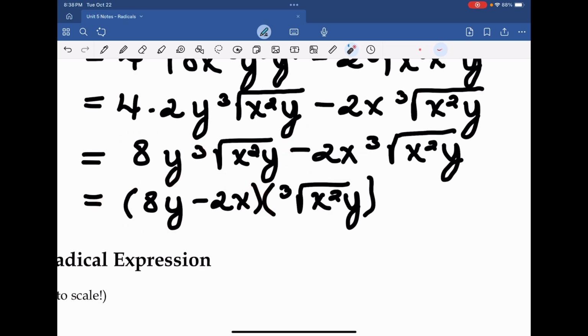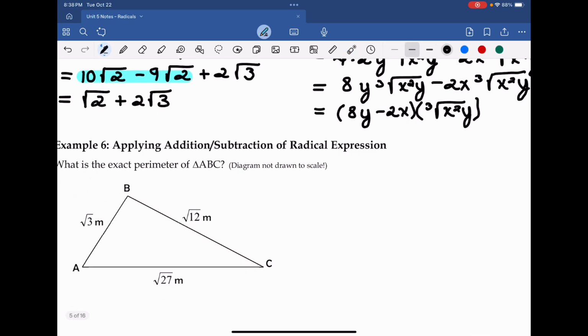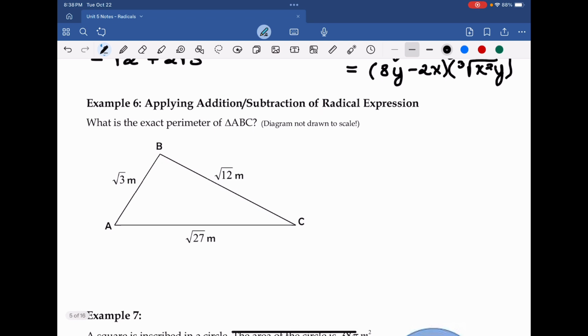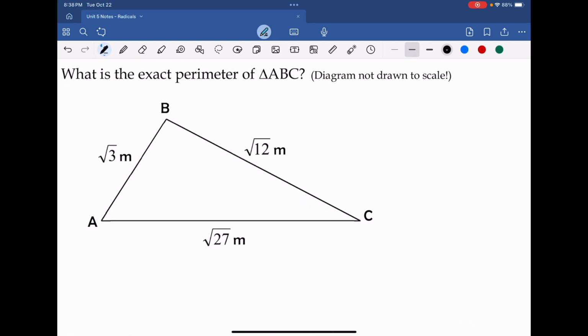Okay, let's look at a couple applications before we wrap up the lesson. So adding and subtracting in terms of perimeter. So let's say I was given this and we want to determine the exact perimeter. Exact perimeter is just a fancy way of saying, can we put these together in a simplified mixed radical? Now to do this, I'm going to write this as equal to, I split it into 4 times 3, which will then become 2 square root 3 meters as a mixed radical.